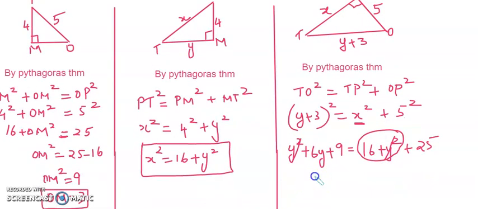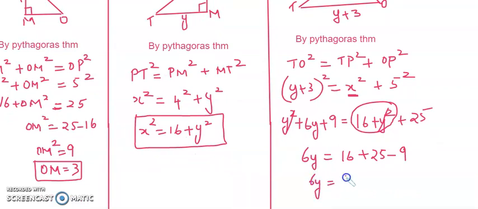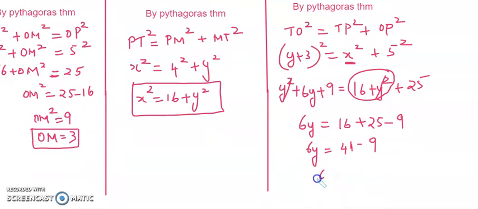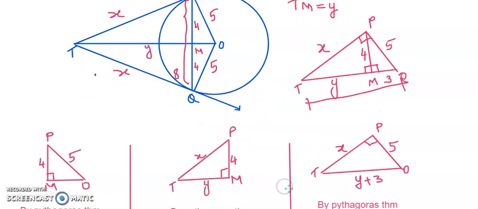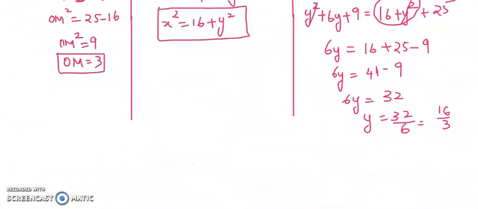Okay, so I'll get 6Y is equals to 16 plus 25 minus 9. So 6Y is equals to 41 minus 9, right? That will give me 32. So 6Y is equals to 32. So Y is equals to 32 by 6, which is going to be 16 by 3, right? This is Y. We need to find TP, that means the length of the tangent, that is X. So now we'll find out the value of X by substituting X square equal to 16 plus Y square. Correct?